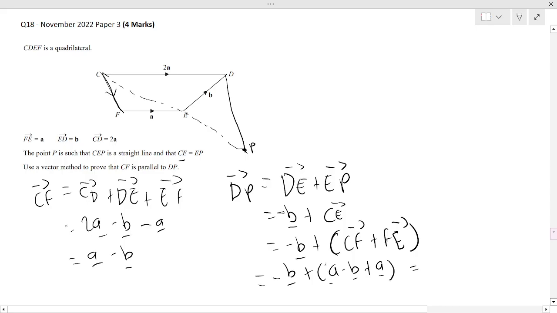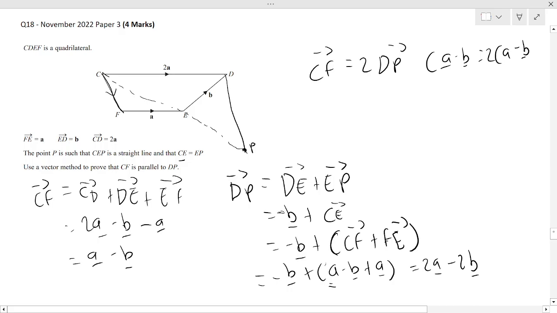There we are. Cool. So then if we add it all together, minus B minus another B is minus 2B. Hang on, let's put that here. Then A plus A is 2A. Okay, so now we found expressions for CF and DP. You should notice something now.